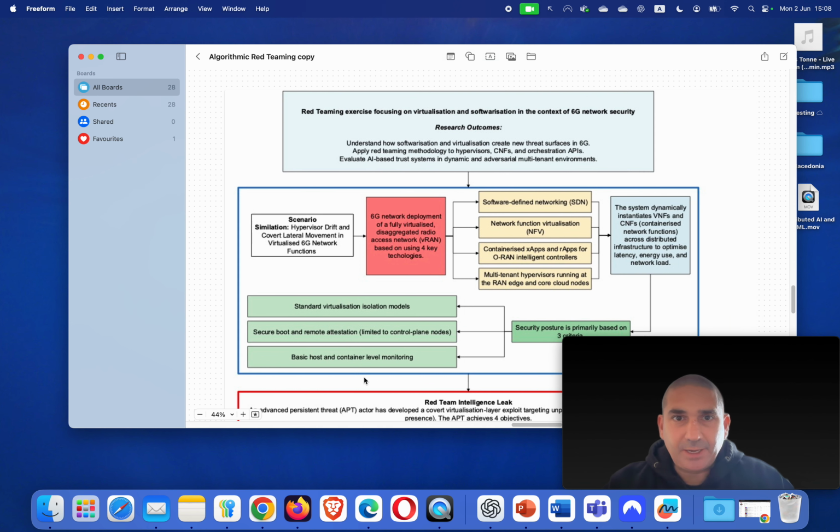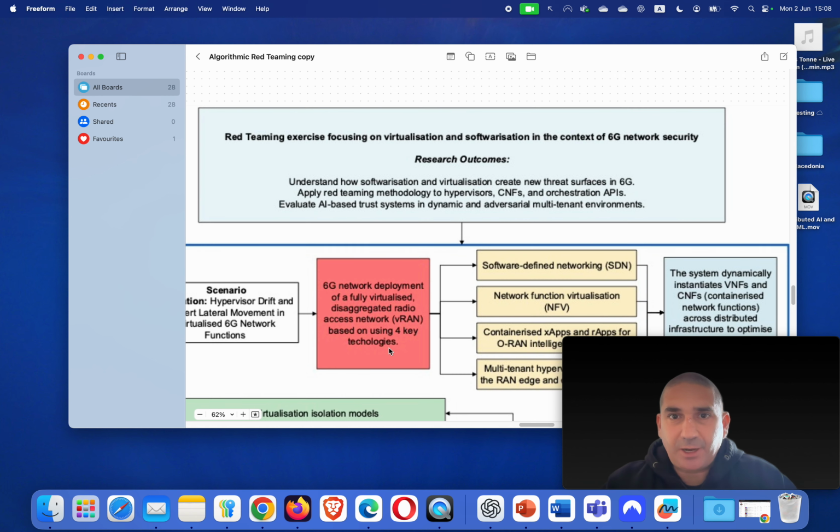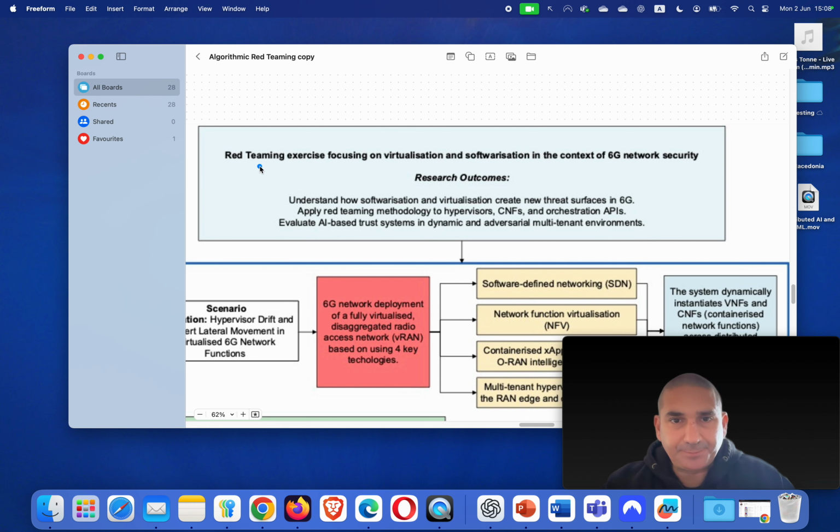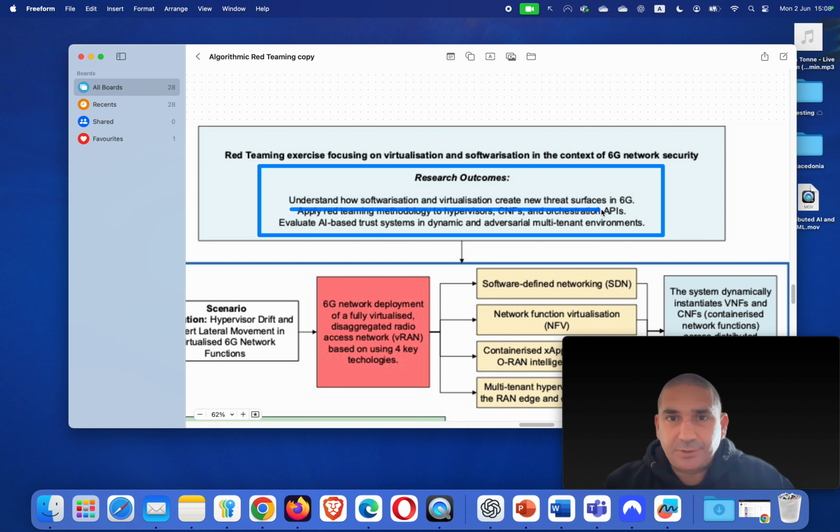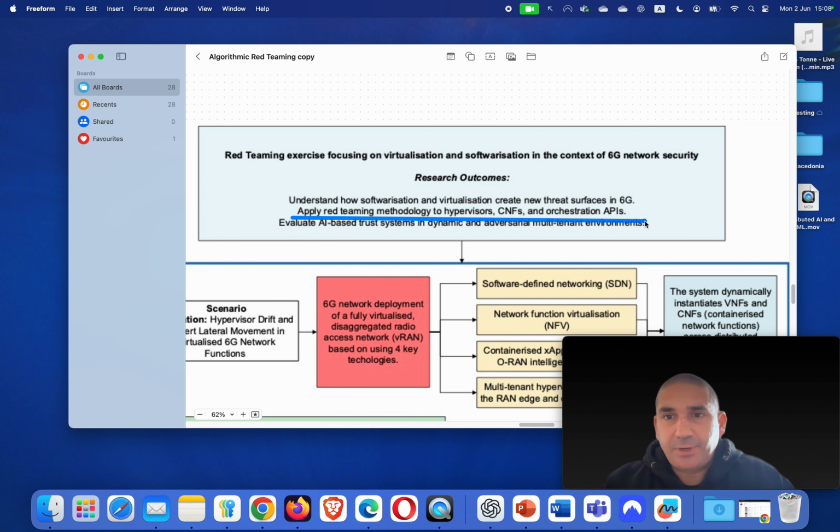So here we're again applying red teaming exercises, but in different contexts. So what is the expected research outcome from this exercise? What are we trying to learn? We're trying to learn and to understand how softwarization and virtualization creates new threat surfaces, specifically in 6G. We're trying to apply red teaming methodology to hypervisors, CNFs, and orchestration APIs. And third outcome that we're trying to learn is evaluate the AI-based trust system in dynamic and adversarial multi-tenant environments.